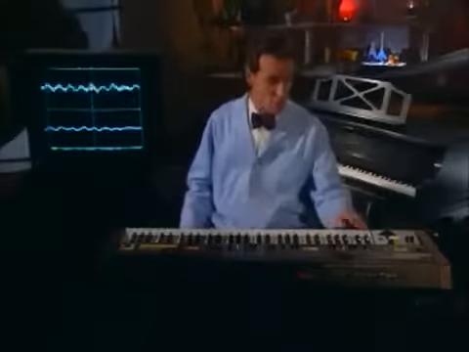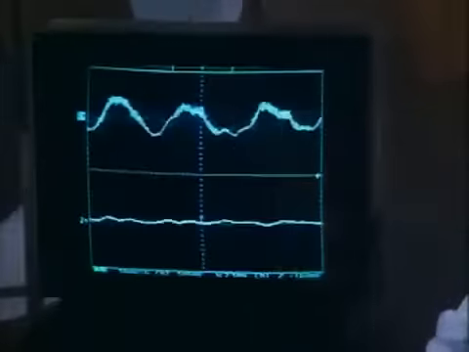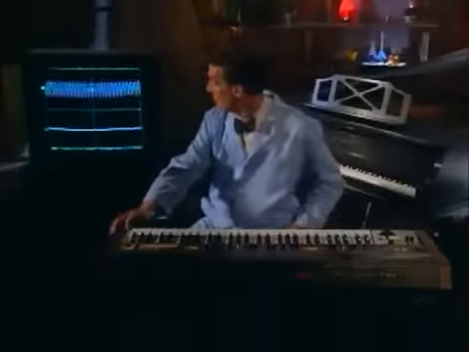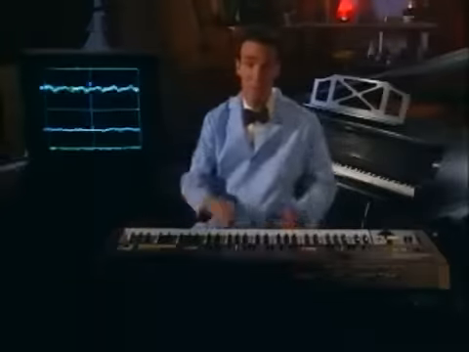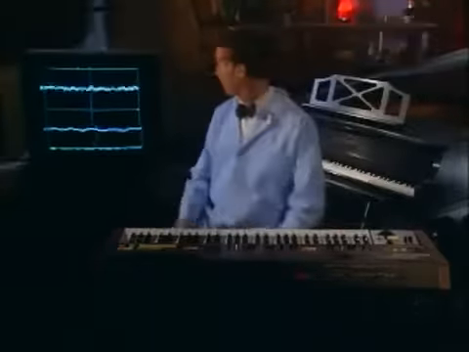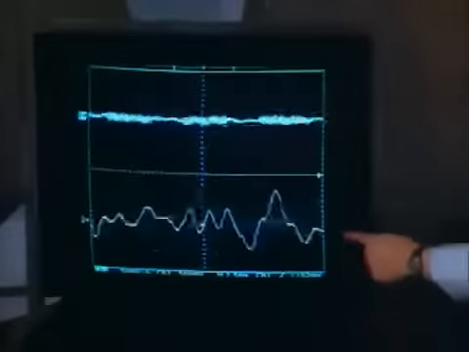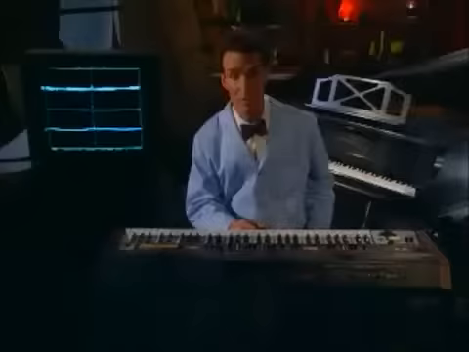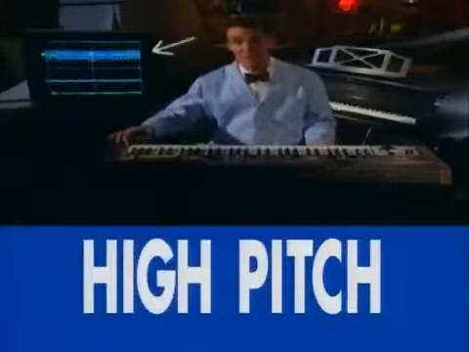Now, when I hit a low note, we can see that the waves are pretty far apart. When I hit a high note, the waves look about the same, but they're much closer together. This is true on the electronic keyboard or on the piano. Now this is called the pitch of the sound. So this would be a low pitch sound, and this would be a high pitch sound.